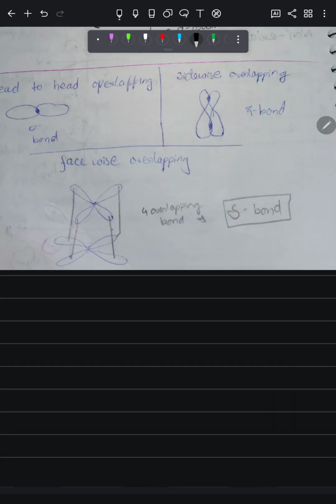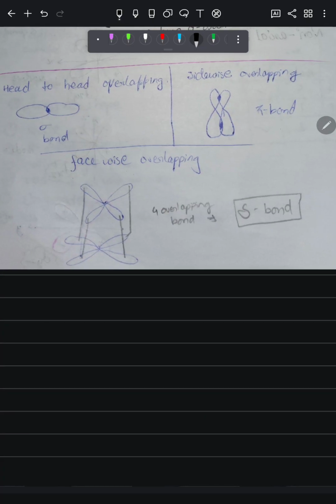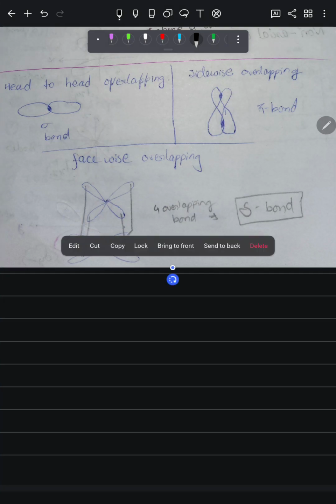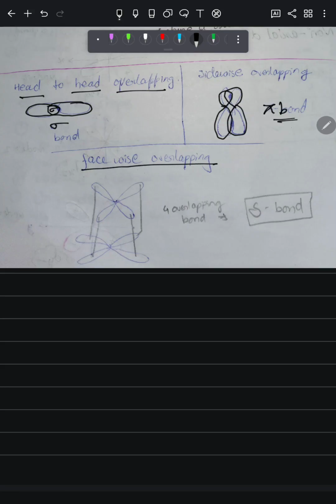So here another concept is the formation of bonds, how the bonds are formed. As we have studied in our previous lectures, a head-to-head overlapping forms a sigma bond, a sidewise overlapping, just like this, forms a pi bond, and a face-wise overlapping forms a delta bond.